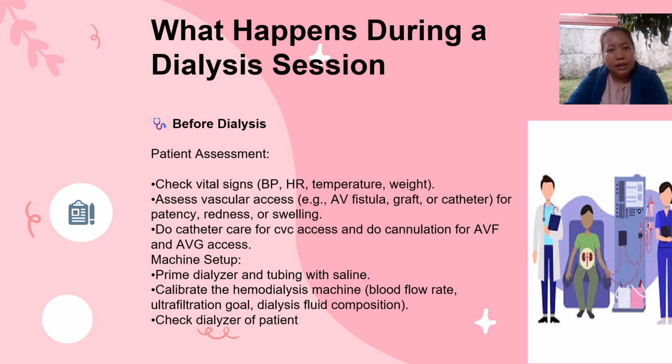Check for thrill and bruit before inserting the cannula to the AVF or AVG access. Then the nurse or dialysis technician sets up the machine and primes the dialyzer and tubing with plain SS. Right after that, calibrate the hemodialysis machine: the blood flow rate, ultrafiltration goal, and dialysis fluid composition.